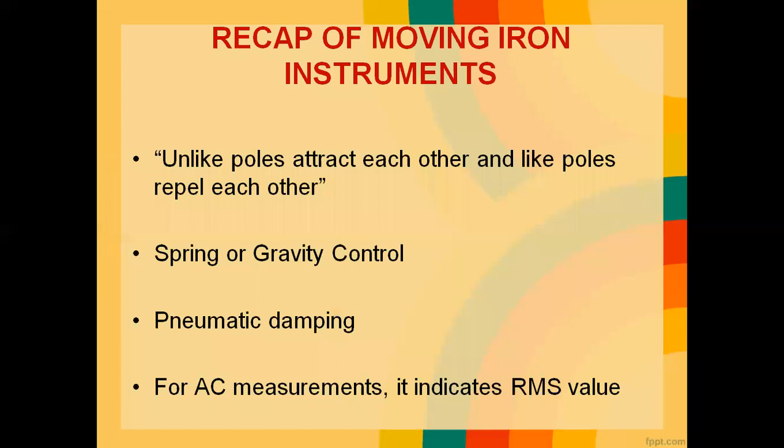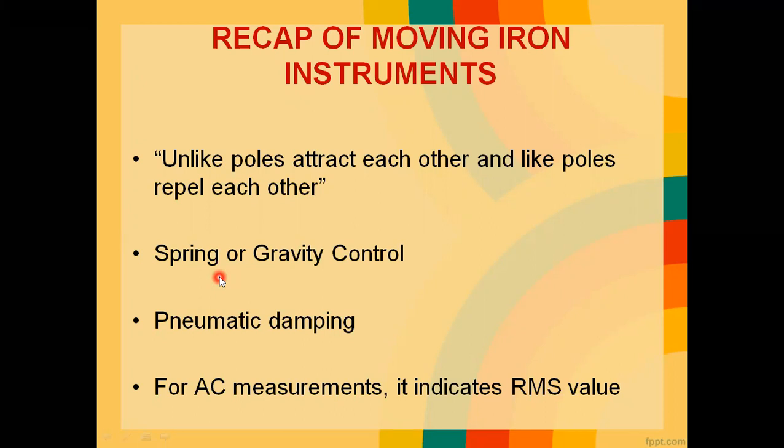Let us have a recap on moving iron instruments. Moving iron instruments simply work on a principle: unlike poles attract each other and like poles repel each other. And we have two types of moving iron instruments. One is repulsion type and another one is attraction type.